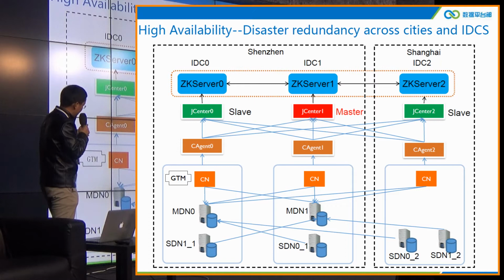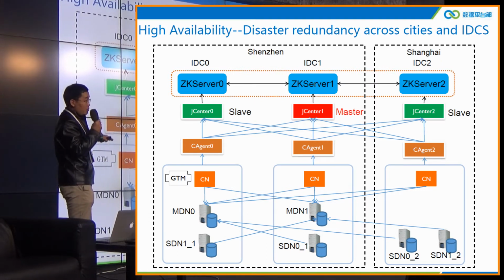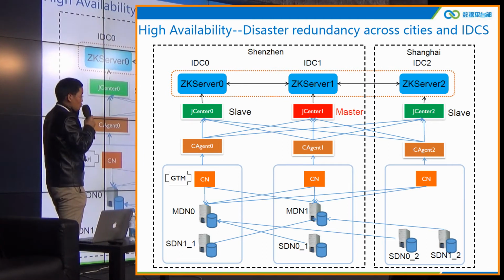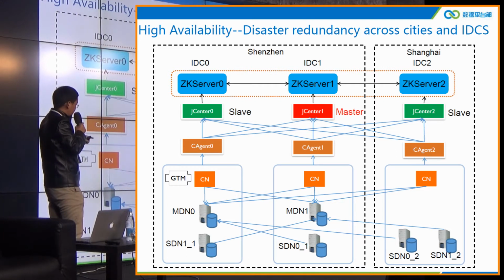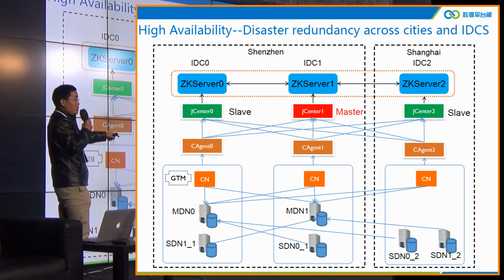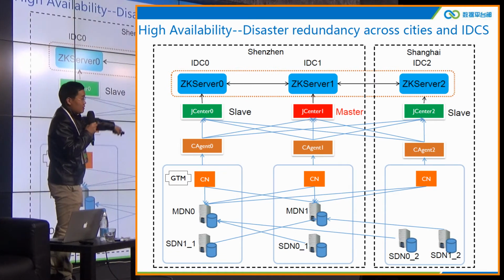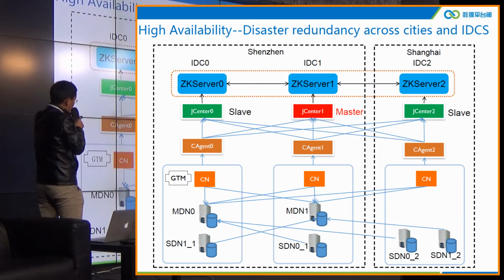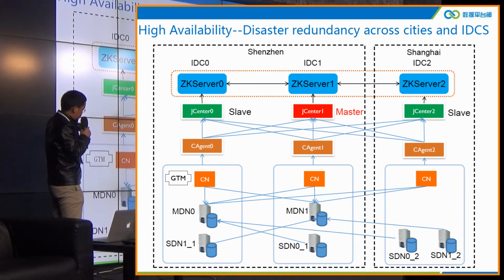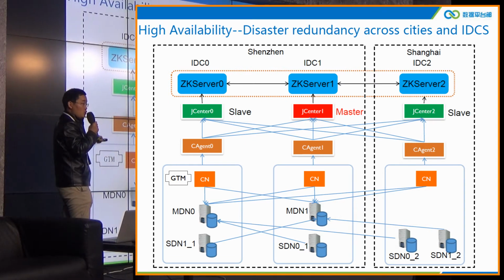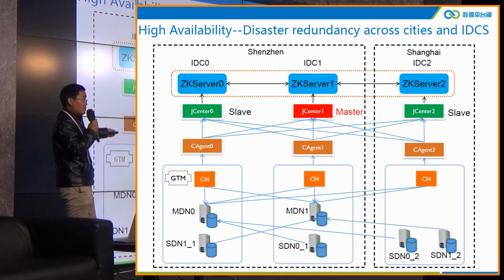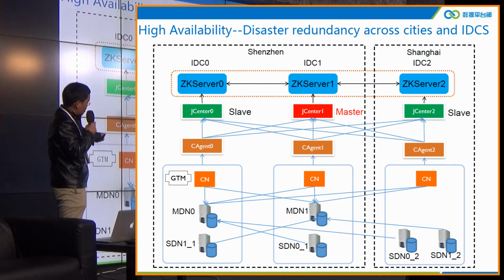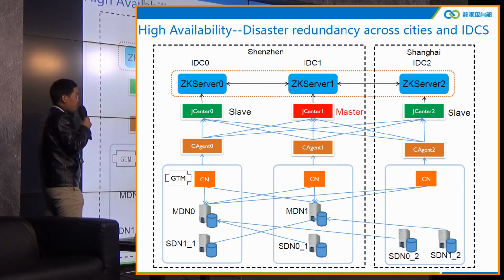Besides this, in every IDC we deploy coordinators just to ensure that if any of these IDCs is down, we can provide service through the other coordinators. Above this, inside every machine, every node, we use an agent. We use the agent to collect and report the status of one node.